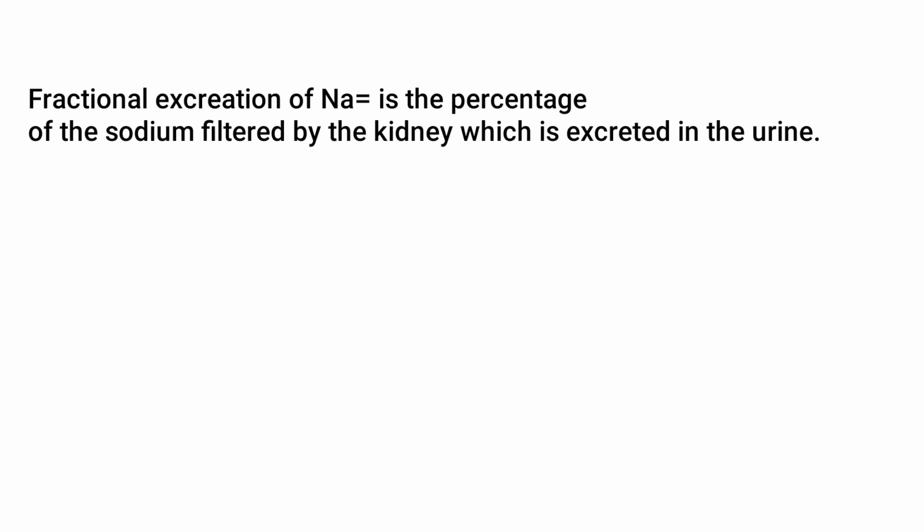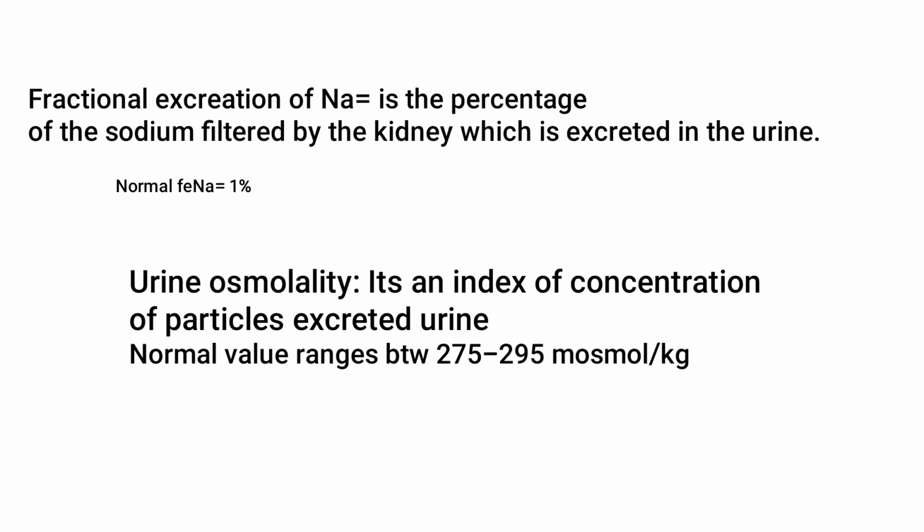Come to the fractional excretion of sodium. It's the percentage of sodium filtered by the kidney which is excreted in the urine. Now this means how much salt is being excreted in the urine. Remember it's not a test, it's just a calculation. So the normal FENA is approximately 1%. Urine osmolality, it's an index of concentration of particles excreted in urine. Through this terminology, we get to know whether the urine is concentrated or diluted. So the normal value ranges between 275 to 295 milliosmoles per kilogram.